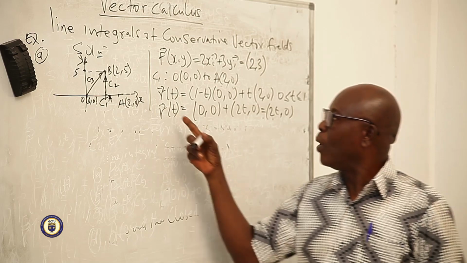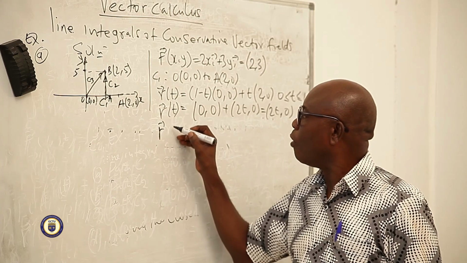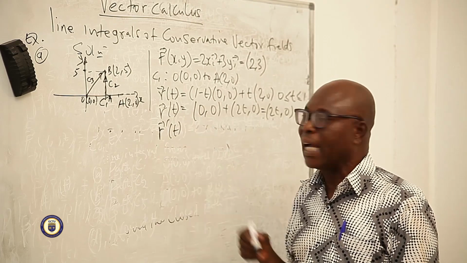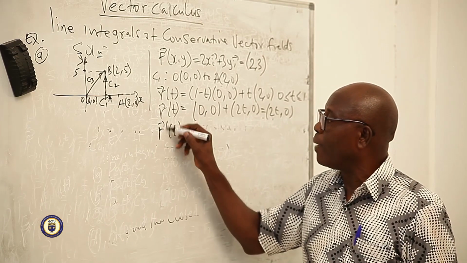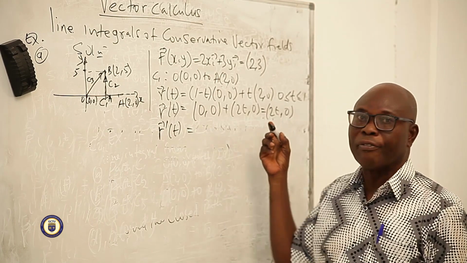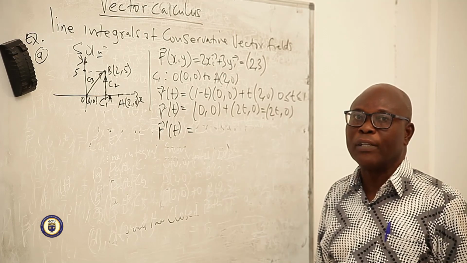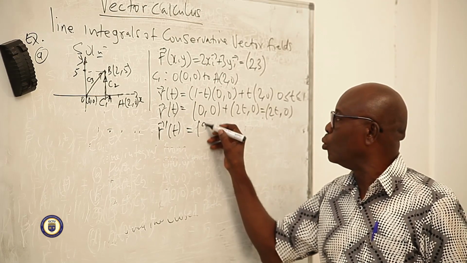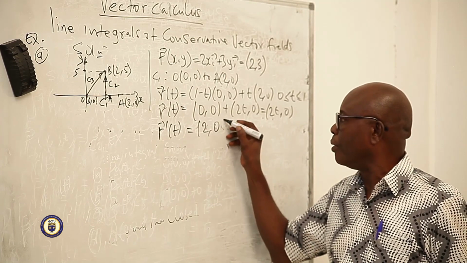And so once we are able to find r(t), we can also find r'(t). We can differentiate the path term by term. If you differentiate 2t with respect to t, you get 2. And if you differentiate 0, you still get 0.